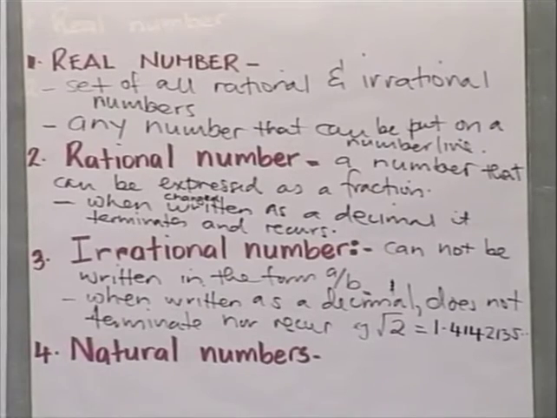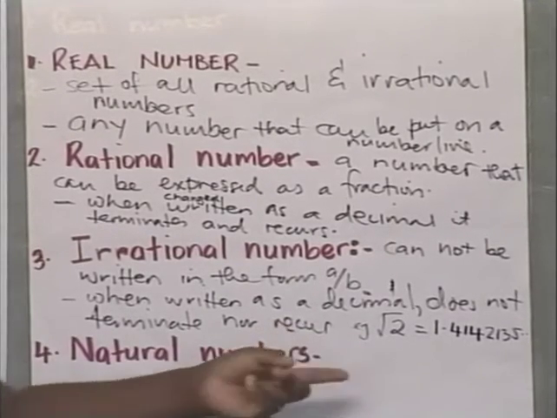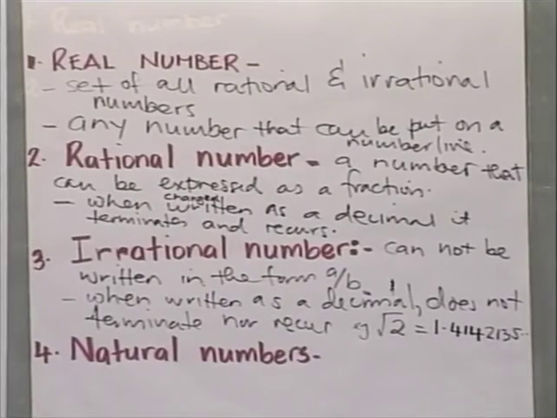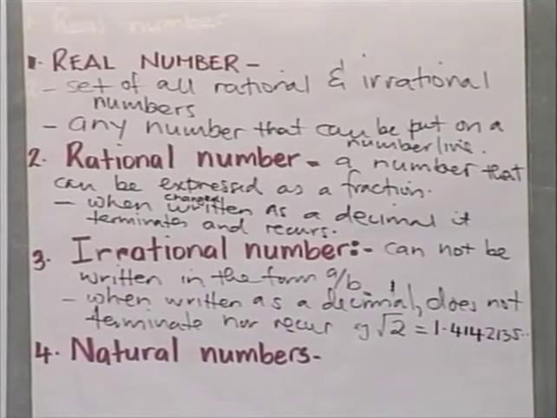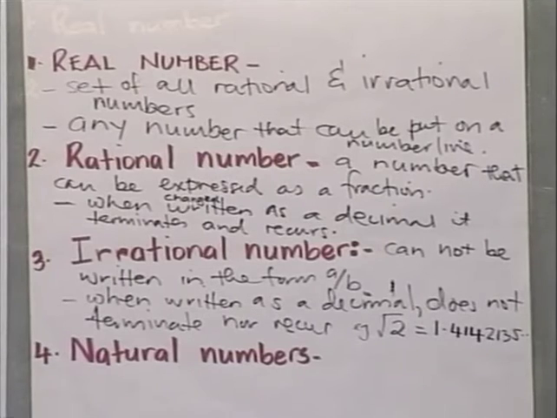It cannot be put in the form A over B, and when changed into a decimal, it does not stop, it does not terminate, and it also does not recur. Clear? Okay. Kila, what are natural numbers?